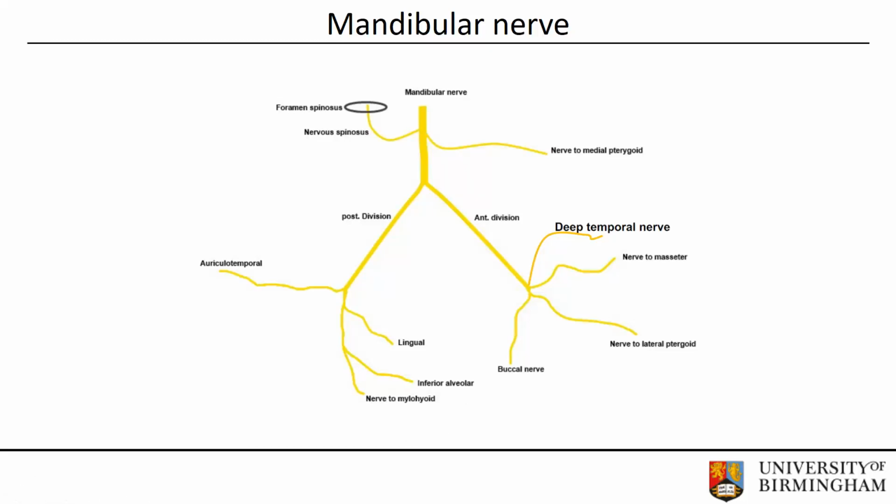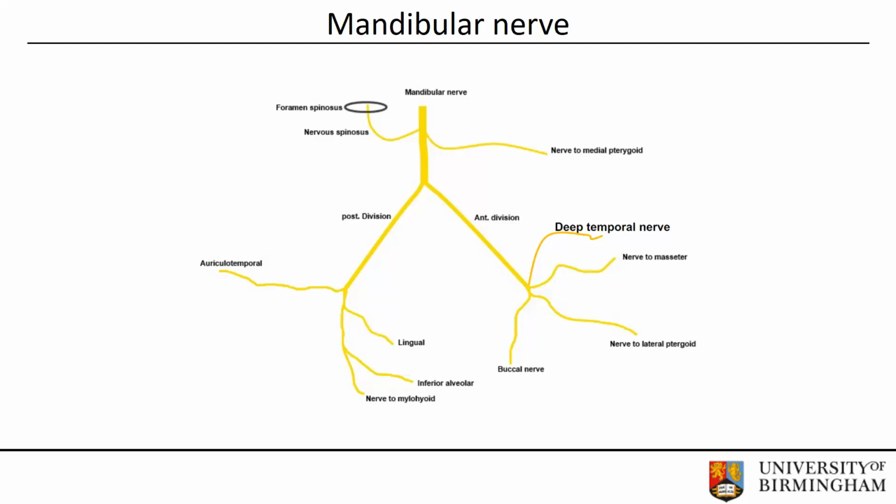So the mandibular nerve will supply sensory innervation to the skin of the lower face, also the skin of the part of the cheek, the lower lip, the anterior part of the external ear, the tympanic membrane as well, part of the external acoustic meatus, and also the temporal regions.